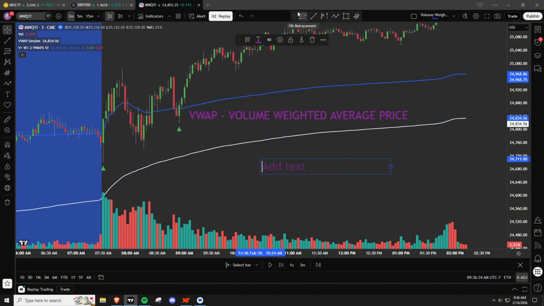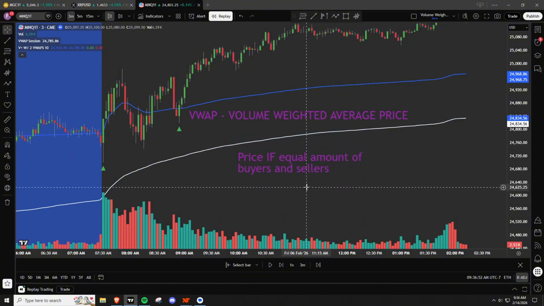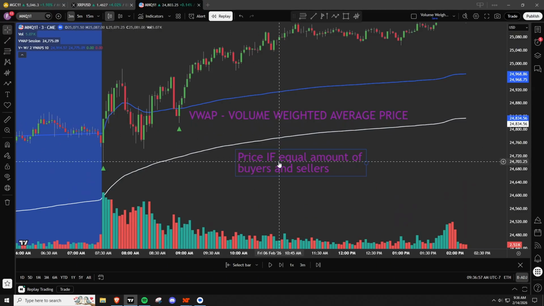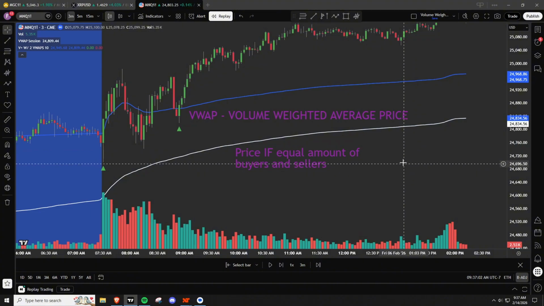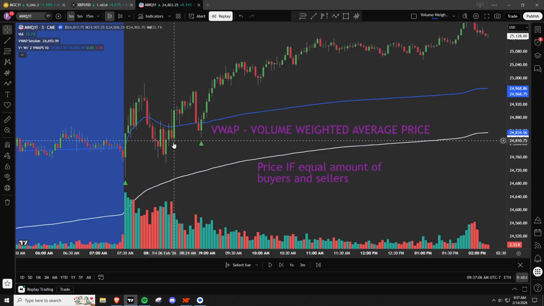So first thing I want to point out is it's the price if there's an equal amount of buyers and sellers. So if there were 100 buyers, then there have to be 100 sellers, because that's what the VWAP is telling us. Actually, let me backtrack. This is saying if we have an equal amount of buyers and sellers, no matter the number, this is where price would be at this particular point.